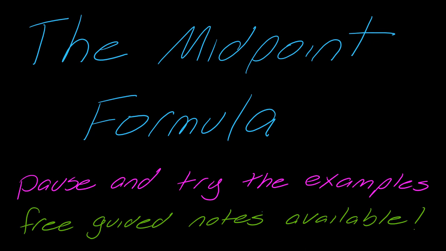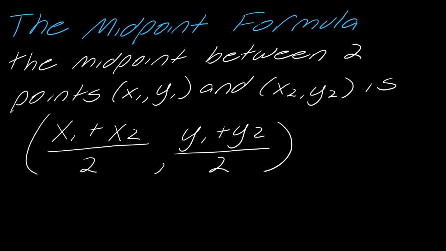Hi guys, so let's talk about the midpoint formula and we'll just get right into it. So the midpoint formula between 2 points, let's say I have the point x1, y1 and then another point x2, y2. The midpoint is a point. You find the first coordinate by taking x1 and x2 and dividing by 2, and then you find the y part of the coordinate by taking y1 and y2 and dividing by 2.